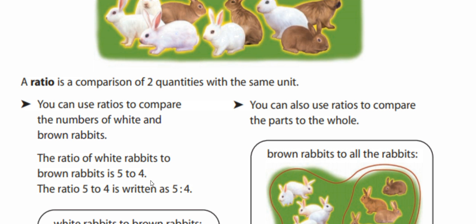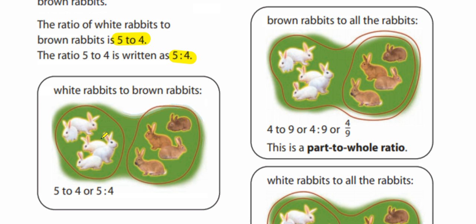This is one way that we can write these, by using the word "to" in the middle. So 5 to 4 is the white rabbits to the brown rabbits. The ratio of 5 to 4 can also be written with a colon, or two dots, in the middle. Those both mean the same thing. One is just a different way to write it. So if I have my white to brown rabbits, there are 5 white, 4 brown, so I can write it like this or like this. Both of them are good to go.